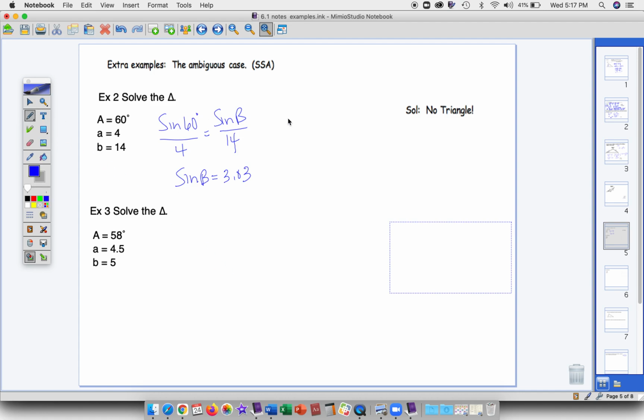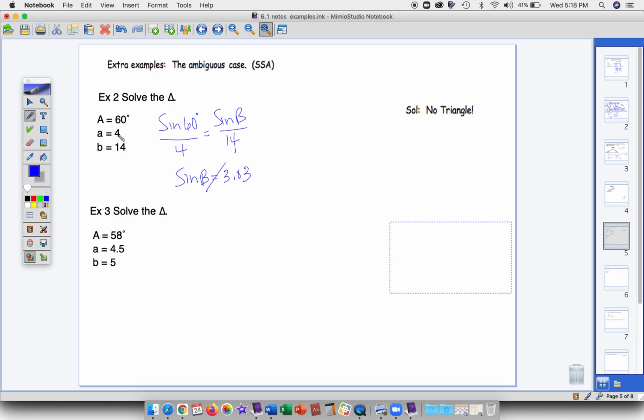So there are your 3 possibilities for the ambiguous case. It's possible there's only one triangle, and we'll look at that. It's possible that there are 2 triangles. And it's possible that there's no triangle. This is the case with the least amount of work, because when you see the sine of B equaling something greater than 1, you are done. Nothing else to do but say there is no possible triangle with this given information.